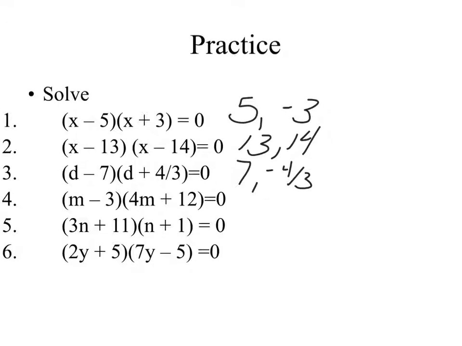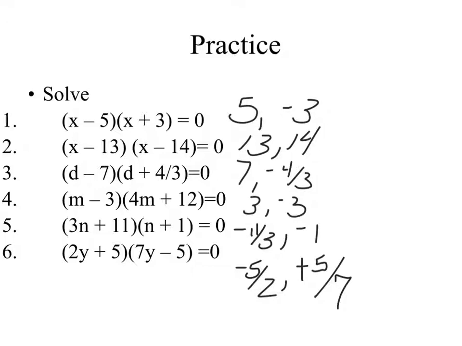Number 4 is positive 3 and negative 3. For number 5, we get negative 11/3, and we get negative 1. And for the last one, number 6, we end up with negative 5/2. Remember, we do not use decimals, and we end up with positive 5/7.